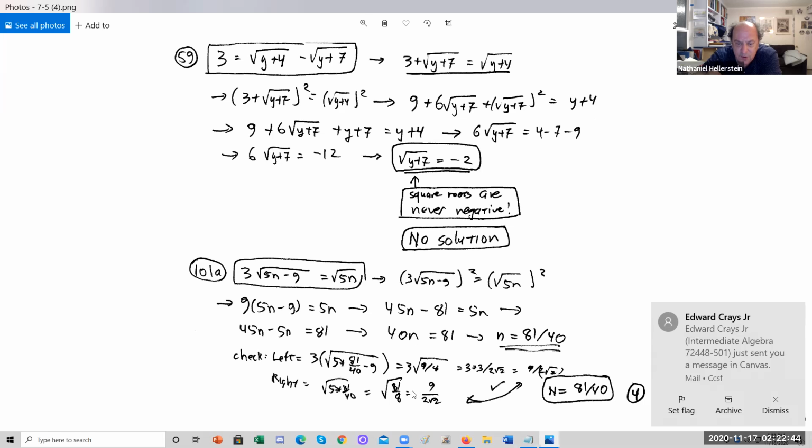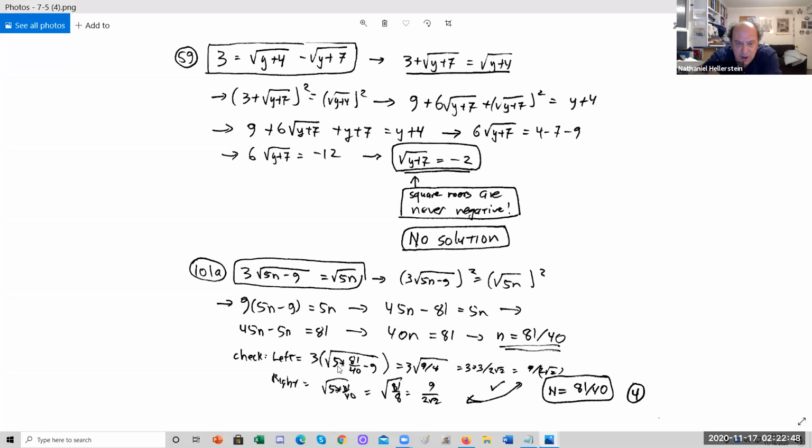And okay, checking this is a major pain in the neck. And after a little bit of work, both are 9 over 2 root 2. So we'll leave it at that. So n is 81 over 40. It checks.